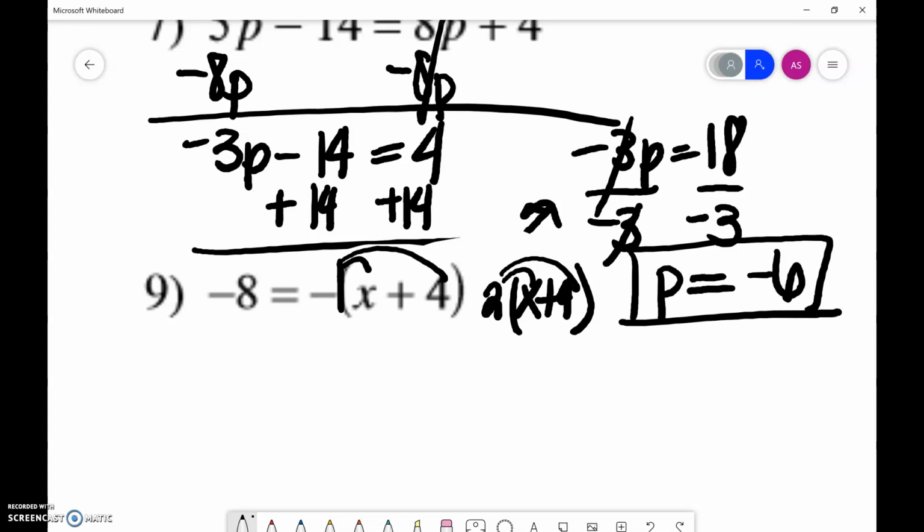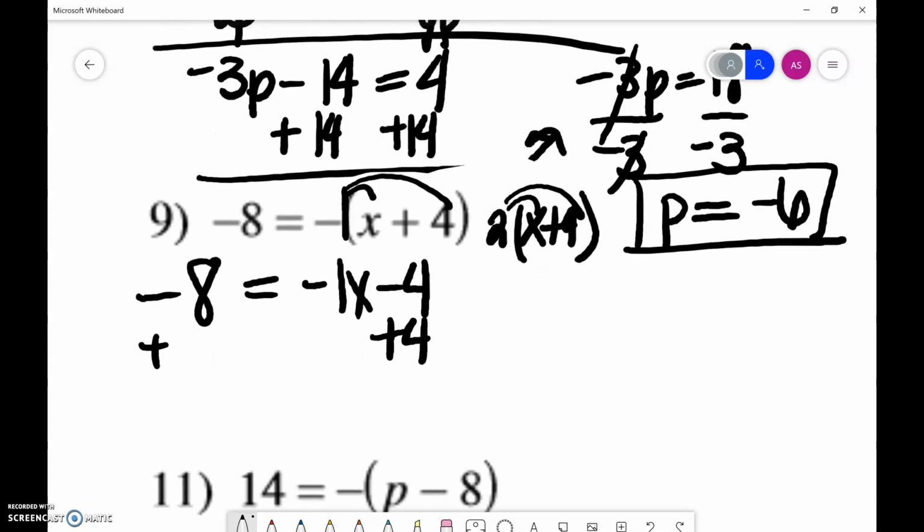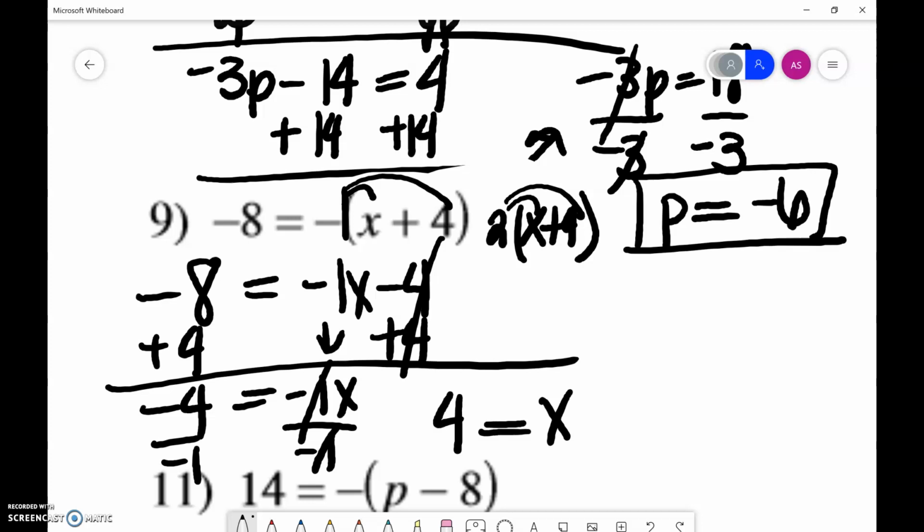However, it may be easier to add in the imaginary 1, so that way I can see that I'm multiplying negative 1 times x and I get negative x. Then I'm going to do negative 1 times 4 and I get negative 4. Then I'm going to bring down my left side. Then from here, I'm going to add 4. Then I'm going to bring down negative 1x. And then I get negative 4 on my left side. Then my last step is to divide by negative 1. And I'm going to have x equals positive 4.